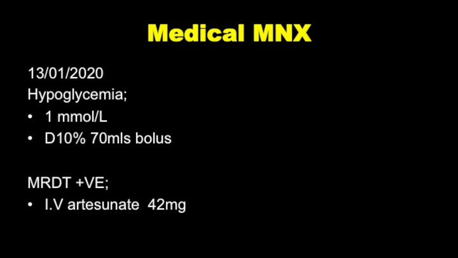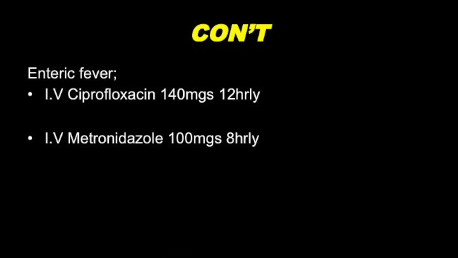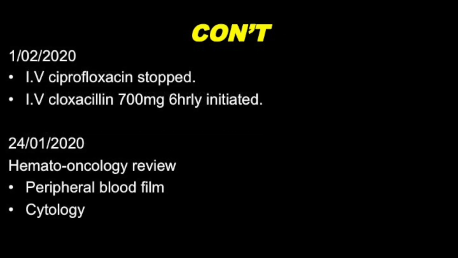So if you remember on the 13th about the hypoglycemia, this was how the child was managed. And we gave the child, due to the high fevers that had been persistent, even if the BS for MPS was negative and the MRDT was positive, we still gave the child artesunate. So the first differential was enteric fever. So we started the child on ciprofloxacin and metronidazole. So on the first, 2 weeks had already been completed of ciprofloxacin, so we stopped it.